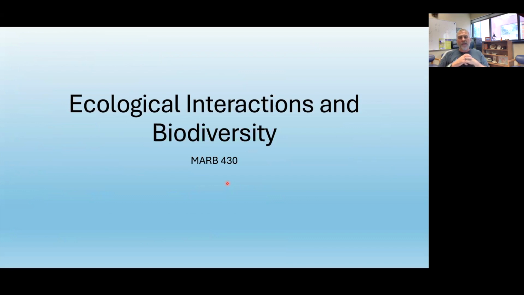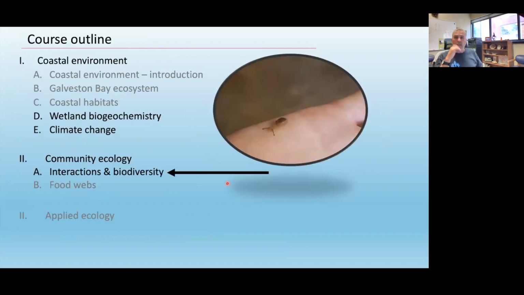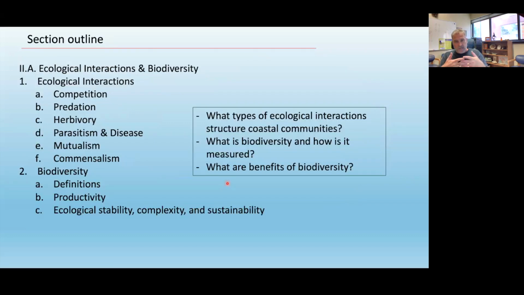Hey, everybody. Okay, so today we're going to talk about ecological interactions and biodiversity. And we are in the part of the course outline under community ecology. Today, what I'm looking for you to get out of this discussion is being able to identify the most frequent common types of ecological interactions and the structure of those interactions in these coastal communities, what biodiversity is and how we measure it, or the types of measures that we would take, and what are the benefits and limitations of biodiversity.